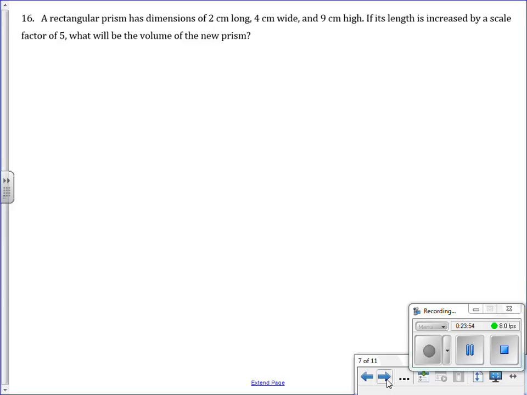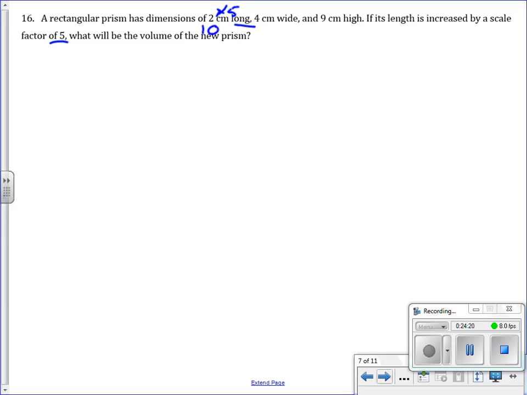Number 16, a rectangular prism has dimensions of 2 centimeters long, 4 centimeters wide, and 9 centimeters high. If its length is increased by a scale factor of 5, what will be the volume of the new prism? Now we're going to actually change the one thing. So the length, this is the length here. It's a scale factor of 5. That means 2 times 5, and that gives me 10 now for that.